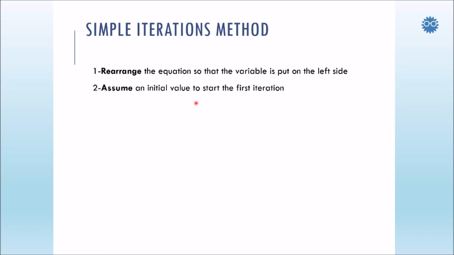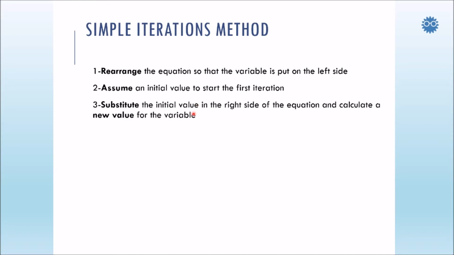The initial value is generally selected according to the expected or predicted value of the root. So there's not a certain rule to select the initial value. It depends on the prediction. 3. Substitute the initial value in the right side of the equation and calculate a new value for the variable.